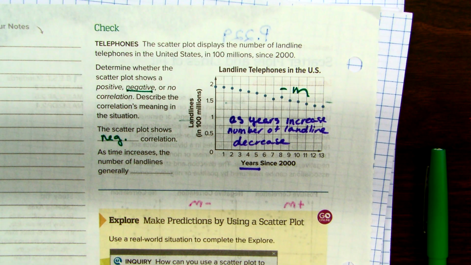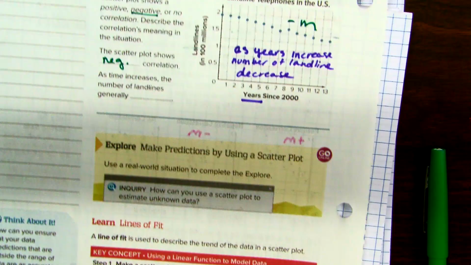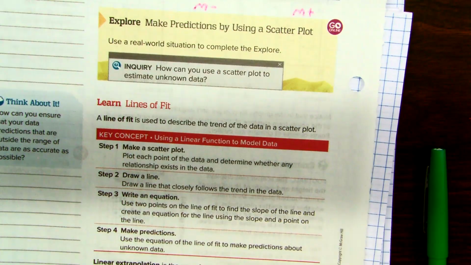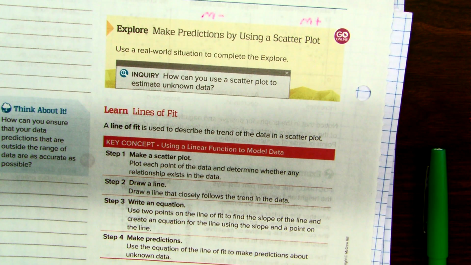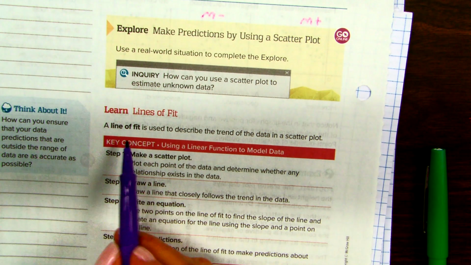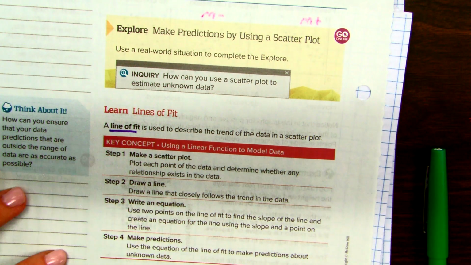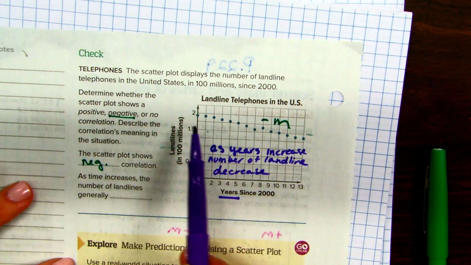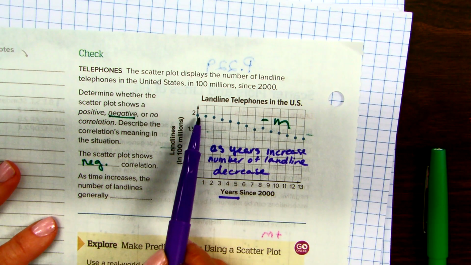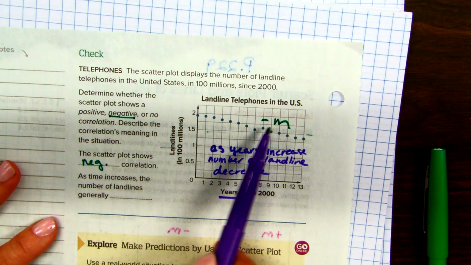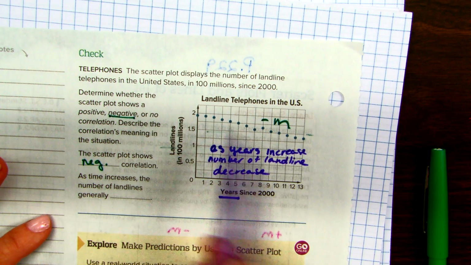All right, now let's go to the second part of your homework. This is where we will be doing a little reviewing of the stuff we've been doing the last few days. So let me read to you, a line of fit. That's a term used to describe the trend of the data. For example, you just said this was trending, it's a negative correlation. So if you had to say what type of line this is, you'd say it's a line with a negative slope.